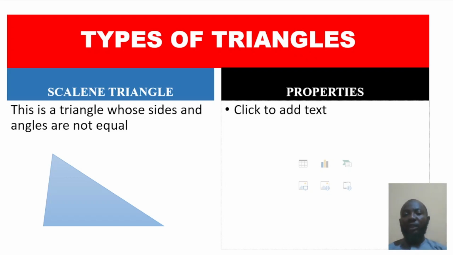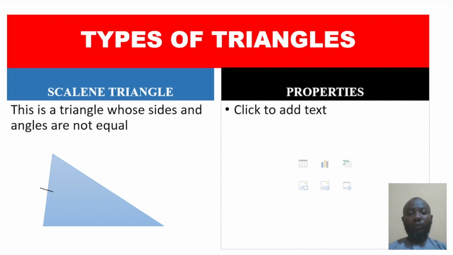So when shapes are not equal, we call it what? Scaling triangle. So when you have a triangle whose sides and angles are not equal, it has no shape. The shape is not that fine, beautiful, right? So that is what is meant by scaling triangle. Which means that the sides are not the same. So this side is not the same as the other side.